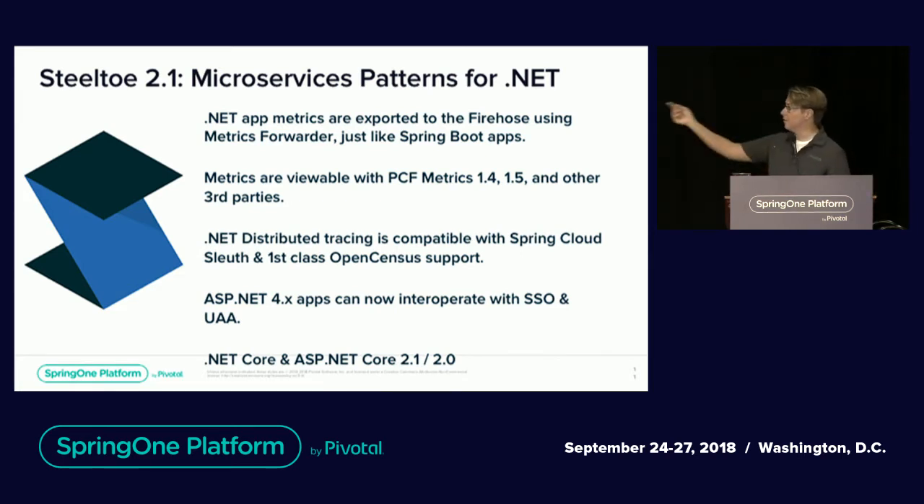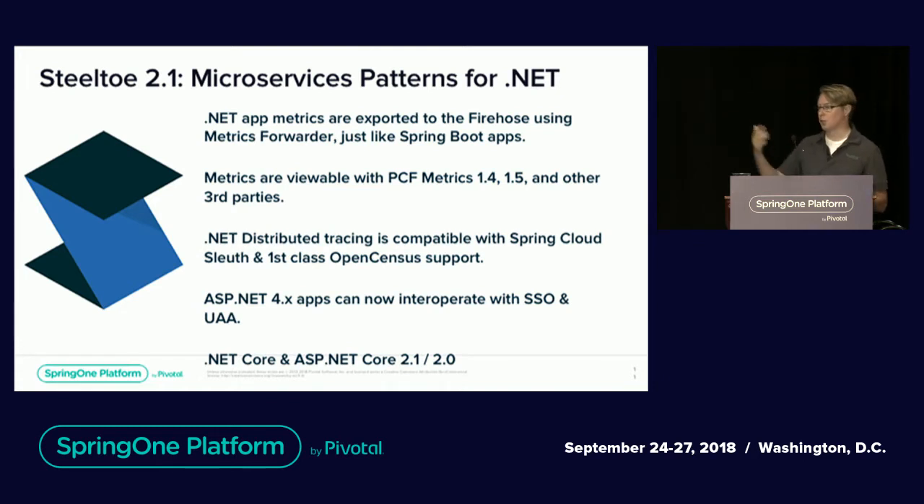Now, if you're a .NET developer, this allows you to do some interesting things. There are application metrics that have been created for you based on OpenCensus, which is one of the other standards, along with OpenTracing and Zipkin, Sleuth, for doing distributed tracing and metrics. Now those metrics are available for you automatically, and you can forward them to the Firehose, just like you can with Linux and Java applications, through the metrics forwarder, and then out to Loggregator and other third-party things like Splunk or other log analysis tools.